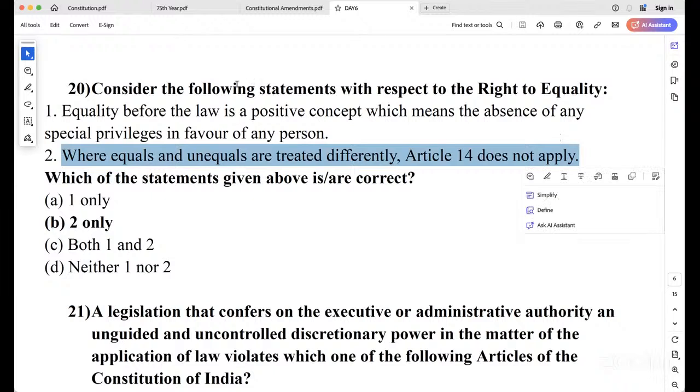First thing. Next, equality before the law is a positive concept. Is that a positive concept? Which means the absence of any special privileges in favor of any person is not a positive concept, right? See, equity and equality, which is the positive and which is the negative one? That is an affirmative action that we take to ensure equality.